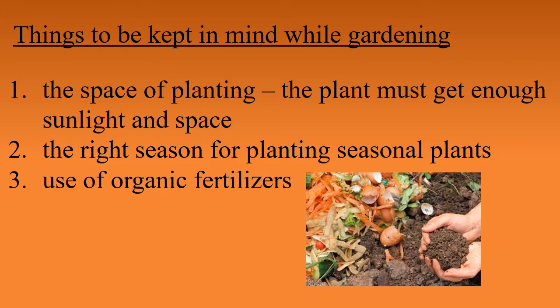The right season for planting seasonal plants. Paddy is an example for a seasonal plant. The seasons are called Maha season and Yala season. Maha season starts by September and ends by March. Yala season starts by May and ends by August.